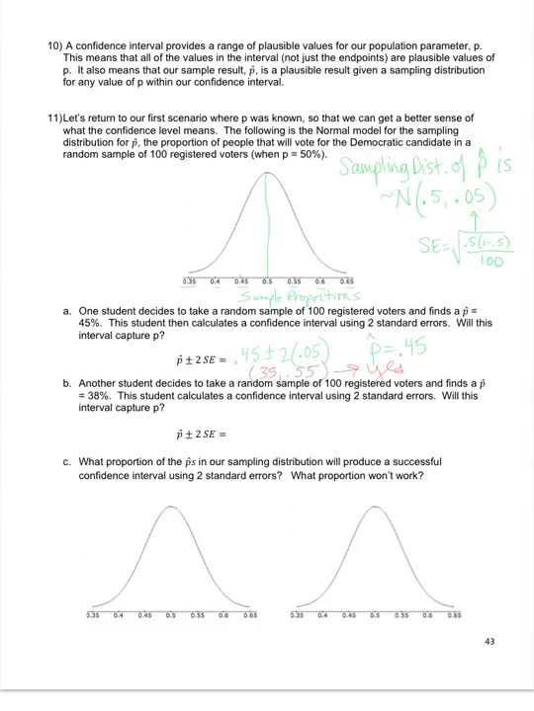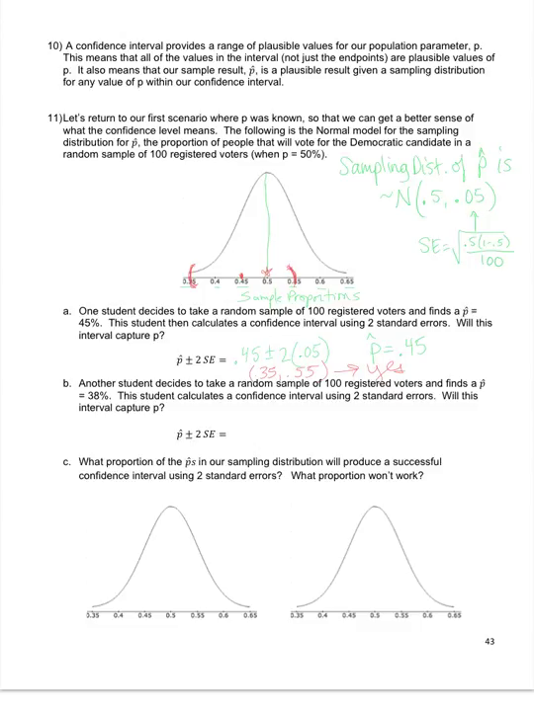So here's that particular student's P hat up on our graph above. 2 standard errors above would bring us to the right-hand side of their interval. 2 standard errors to the left or below is the left side of this interval. And notice it includes P. So that's why we say that that interval captures P, or is a successful interval.